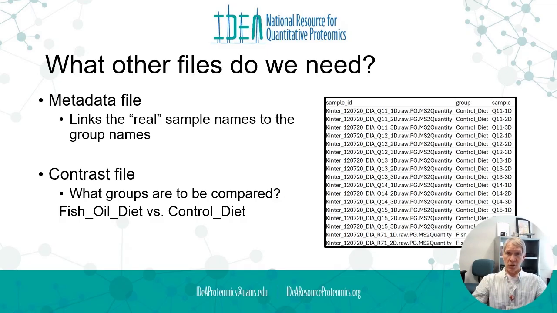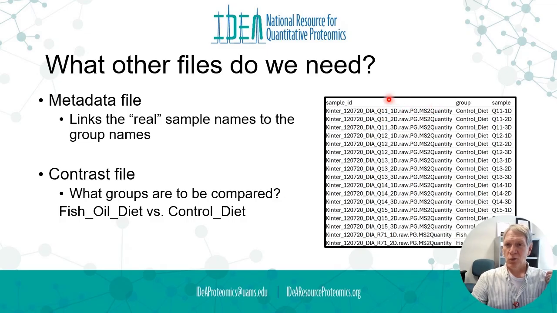So before we do our analysis, what other files do we need? Well, we need a metadata file, and this is where we link the real sample names to the group names. For instance, when we ran it, we actually used the last name of the investigator and a date, and we have some other information here that is specific to the animal.